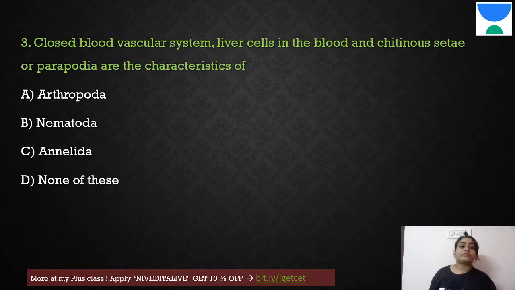Okay, no problem. Yes. So, closed vascular system. Amongst the two that I spoke about, closed vascular system, okay, liver cells, all these are special features. Setae and parapodia. Now, these clearly will tell you that it is under annelida. So, setae you see in case of earthworm, parapodia you see in case of nereis. Therefore, they come under annelida.